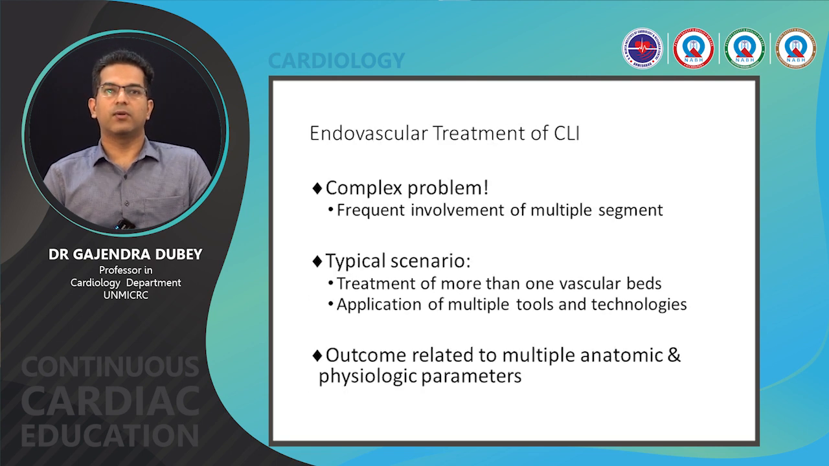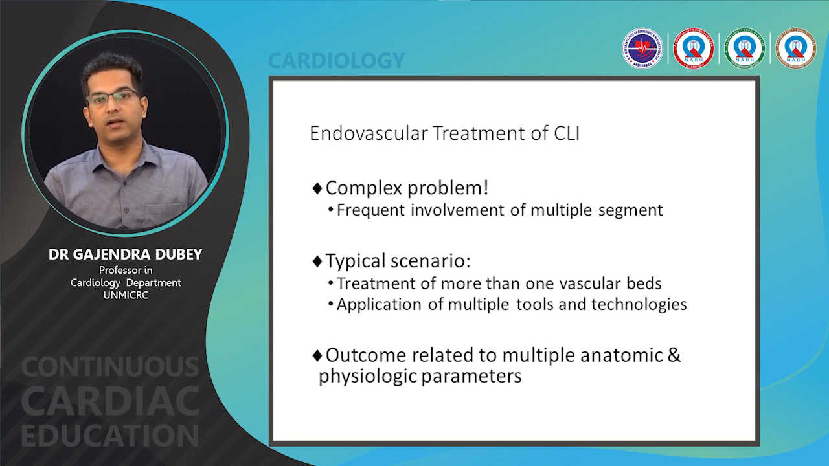Looking at endovascular treatment of CLI, it is a complex problem. CLI mostly happens when there is frequent involvement of multiple segments and the blood supply to the foot is markedly decreased. The typical scenario consists of treatment of more than one vascular bed, which can include aortoiliac, common femoral, SFA, popliteal and below knee vessels. It needs application of multiple tools and technologies and collaboration between interventionists, the vascular surgeon, the plastic surgeon, and also someone who is an expert in the management of foot ulcers.